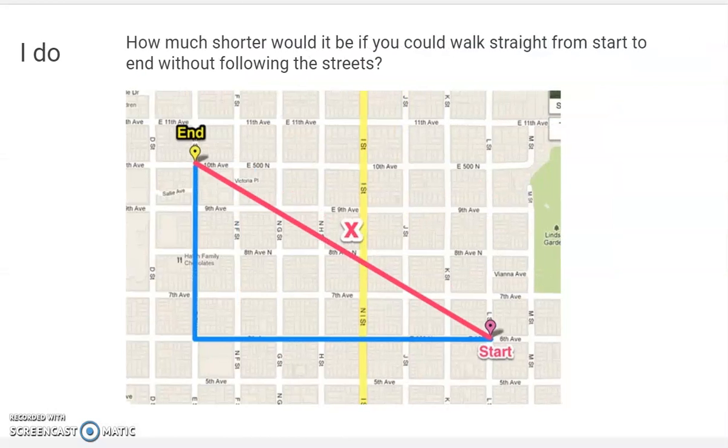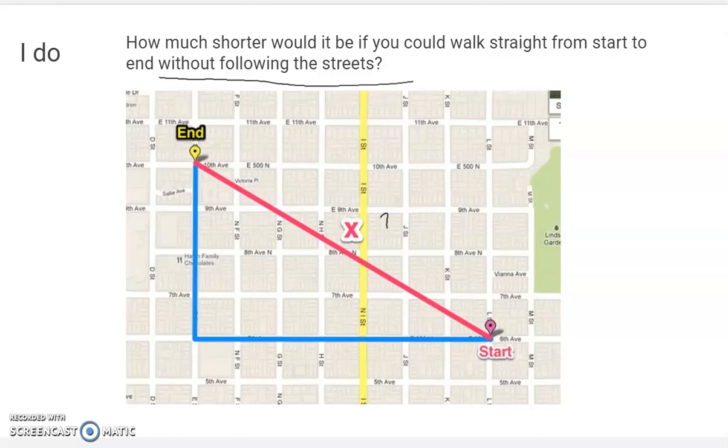It also lets you solve problems like these, where if you imagine on a map, what if instead of walking from here to here to here, what if you could just walk straight from the start to finish without following the streets? What if you could just walk straight there? Hard to measure.